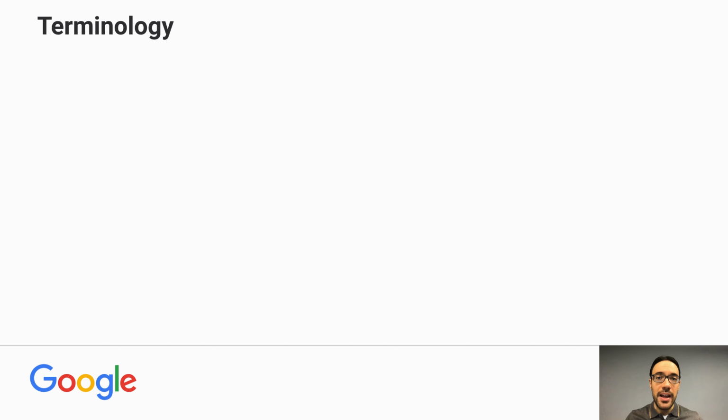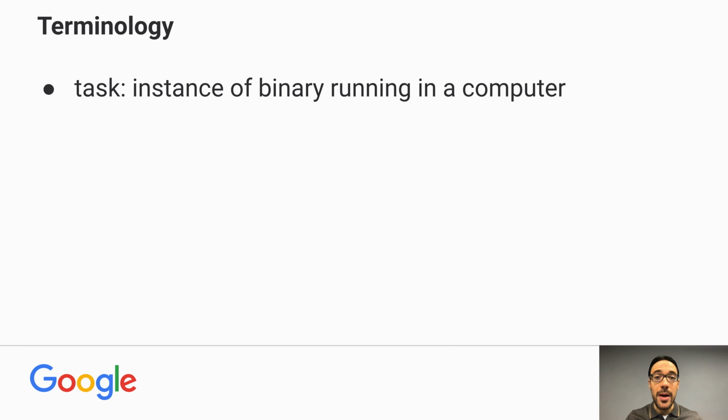Before we start, I will define a few terms that I will use throughout the talk. I will use the term task to refer to an instance of a binary running on a computer. The term job will refer to a set of tasks, that is, a collection of instances of the same binary running on one or several computers with the same configuration for redundancy or scalability purposes. Assuming the work is at least somewhat parallelizable, we can add more tasks when we need to grow the capacity of a job.